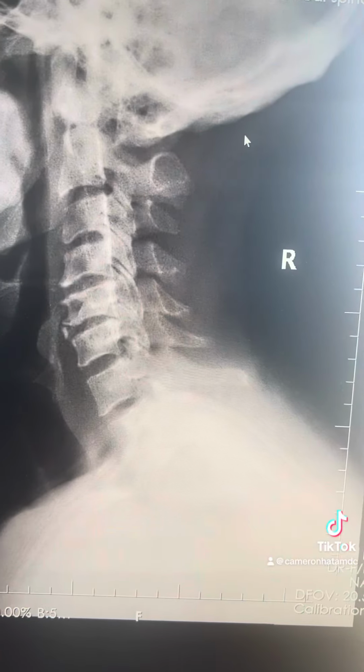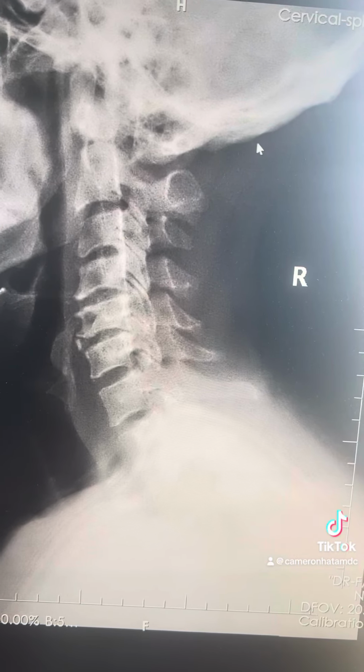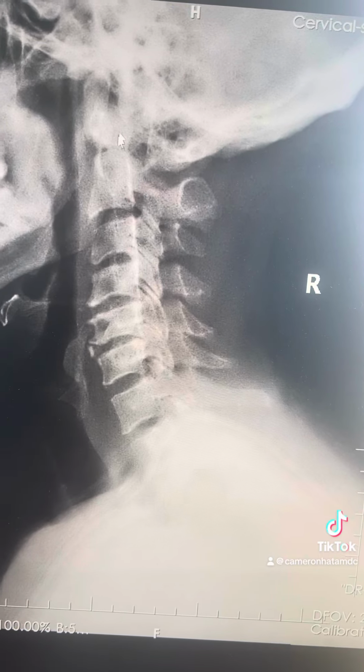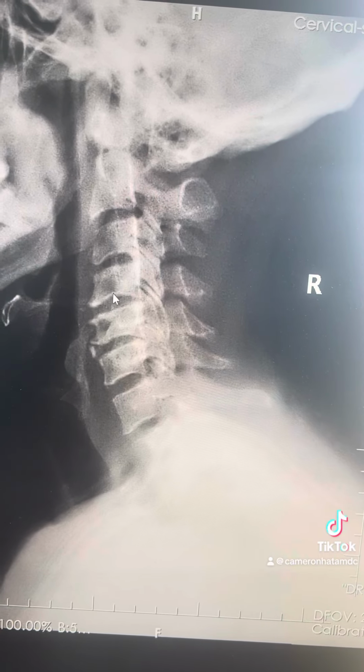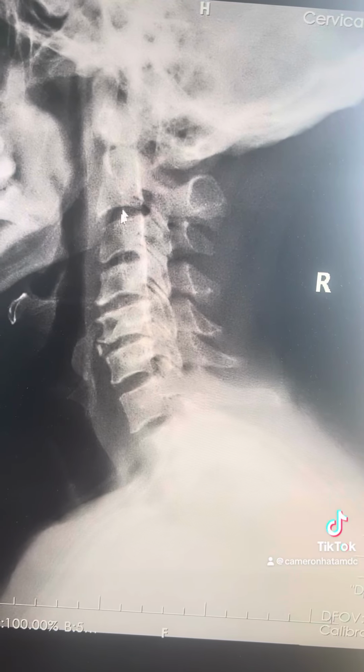So now we're going to look at his lateral cervical. Lateral means from the side, and cervical still means neck. So that's C1, C2, C3, C4, C5, C6, and C7. So let's see, 1, 2, 3, 4, 5.